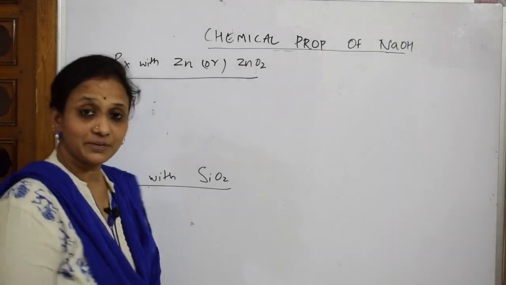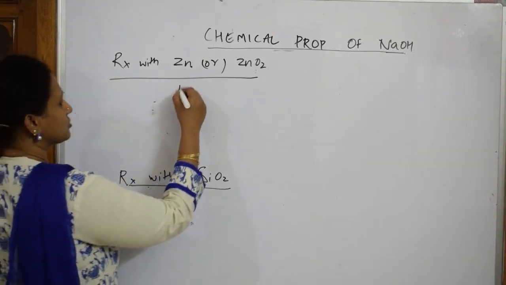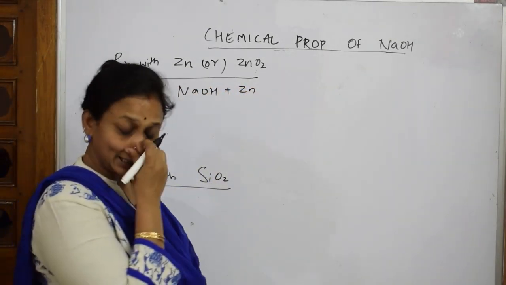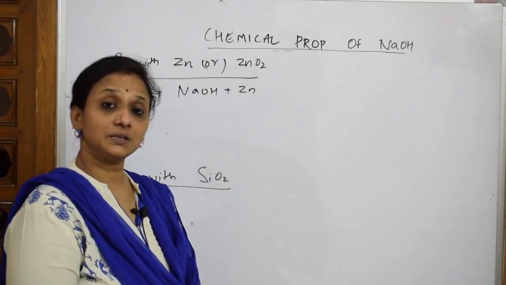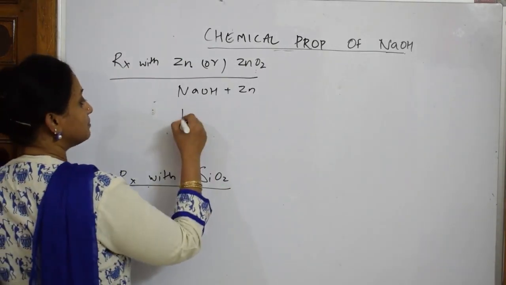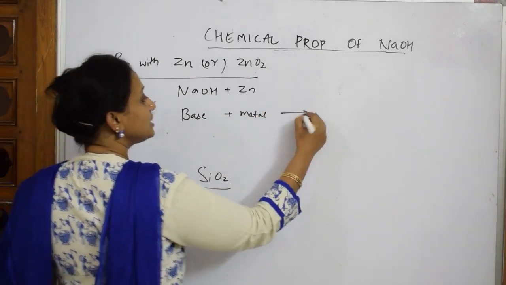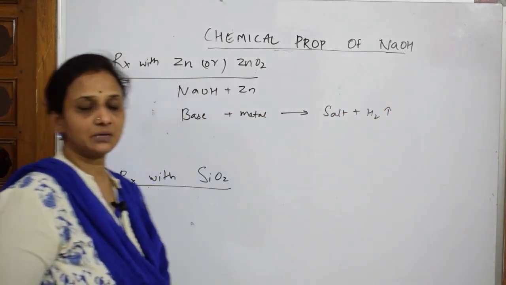Right, let's come back and see the next reaction. What is this reaction? Here we are going to react sodium hydroxide or caustic soda with metal zinc or zinc oxide. So what should you remember? The most important concept here is what we have studied in grade 10. Base plus metal gives me what? Salt plus hydrogen gas. The same thing I'm applying here.